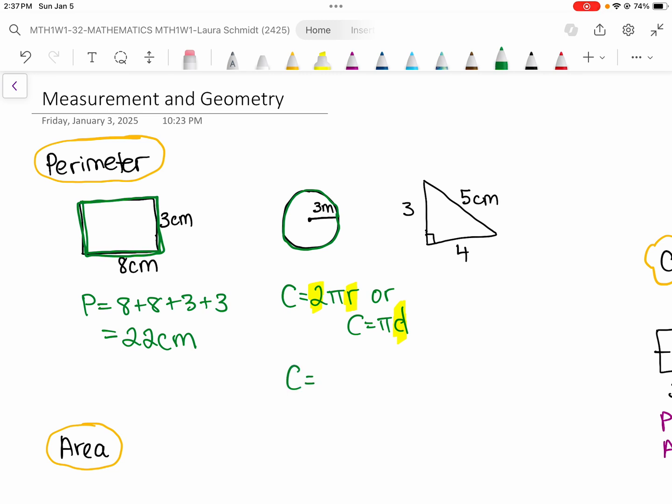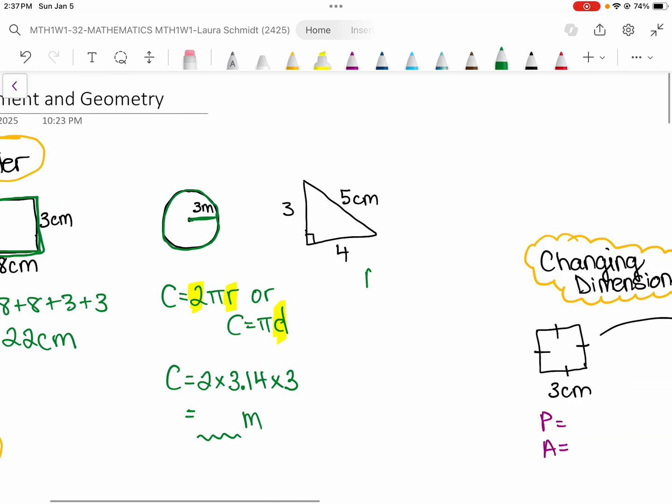Okay, so let's figure out this one. It'd be 2 times pi, which we can use 3.14, times our radius, which is just halfway across the circle, so 3. And then we would multiply those: 2 times 3.14 times 3. And that would be the answer, which I don't have a calculator for, sorry.